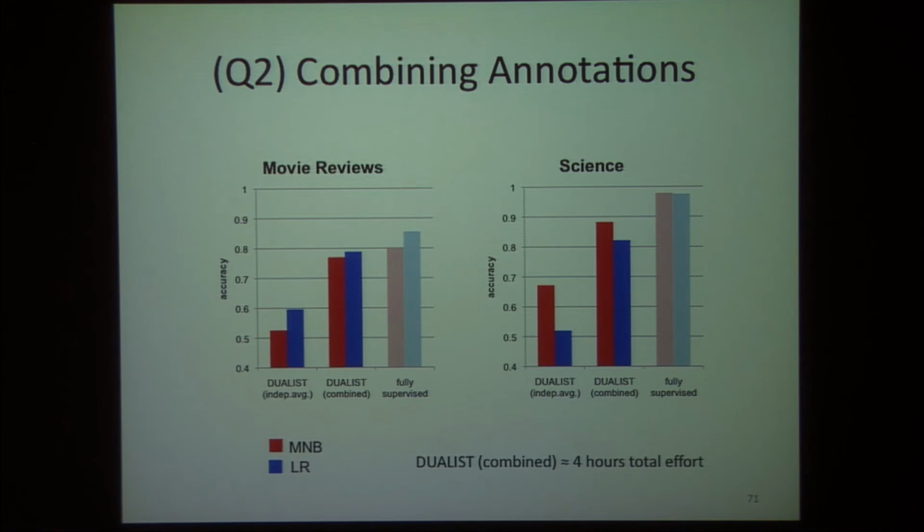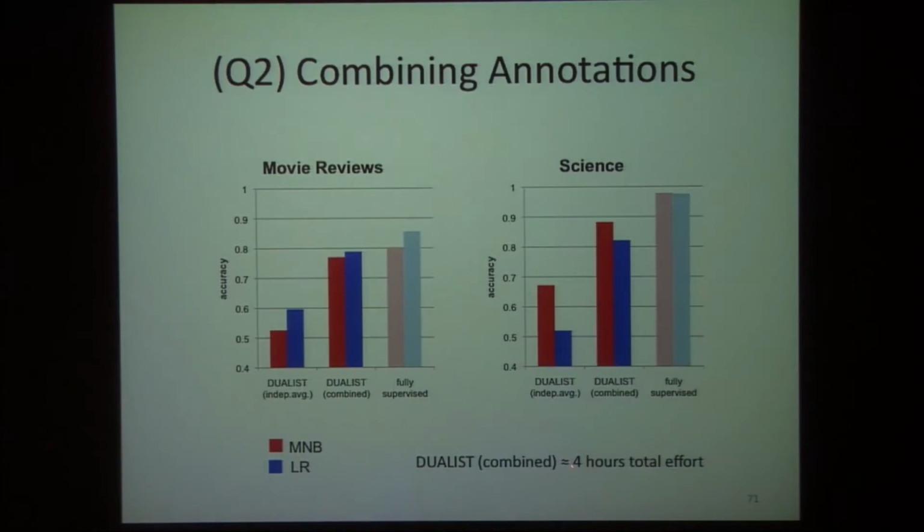Now, in terms of combining these annotations together to train one final logistic regression classifier, we again see this pattern where pooling their annotations together yields a more accurate classifier. And here we're talking about 4 hours of total human effort across all the different annotators and about 10 minutes of wall clock time.